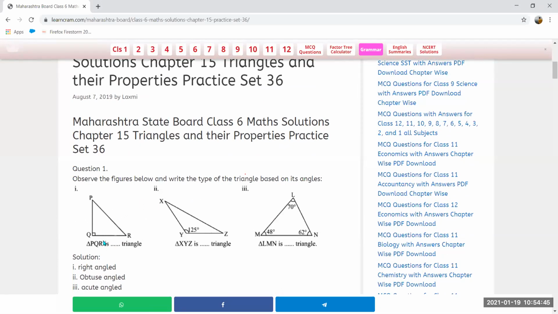Now see students, here in first triangle, if you'll see this figure, you can see that... Samruddhi, sit straight, beta. Samruddhi, sit properly.